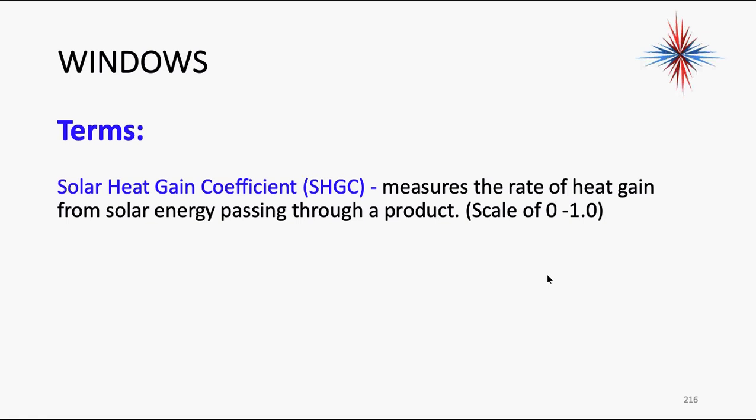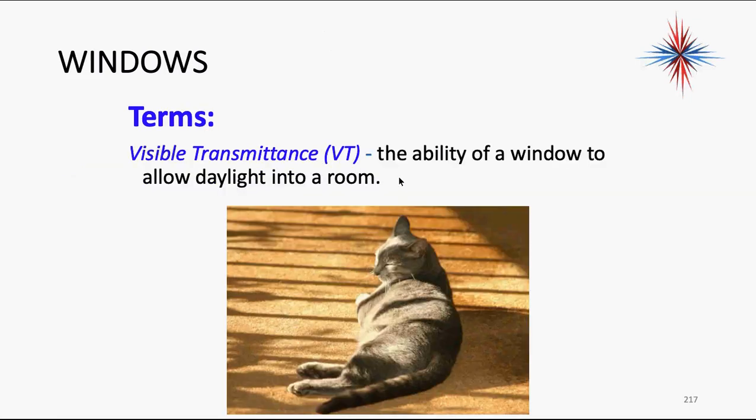Solar heat gain coefficient measures the rate of heat gain from solar energy passing through a product. It's on a scale of 0 to 1. Again, the lower the rating, the greater the ability to block solar heat gain. This is on the window labels. Visible transmittance is the ability of a window to allow daylight into a room.